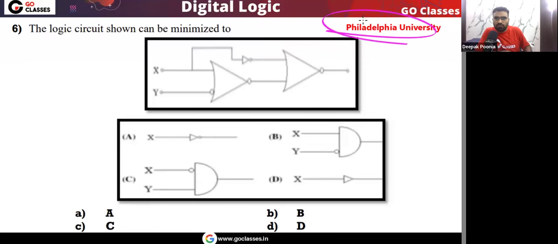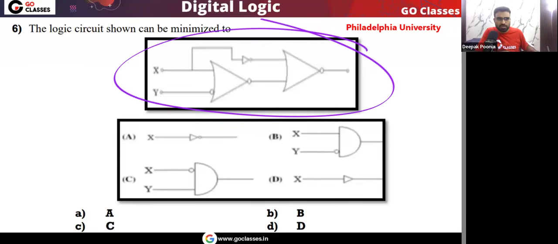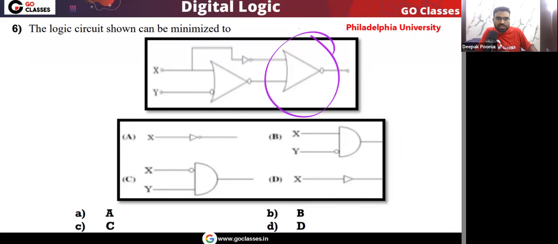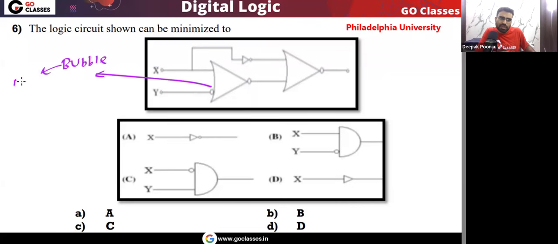Let's solve this question from Philadelphia University. The logic circuit shown can be minimized to, and these are the options A, B, C, D, and this logic circuit is given to us. So here, first of all, again, let me tell you that these are not bubbles. The bubbles, remember, when they touch the logic gate, are considered as NOT. Here, you can see this bubble is touching this logic gate. So remember, this bubble is NOT. We need to consider this bubble as NOT.